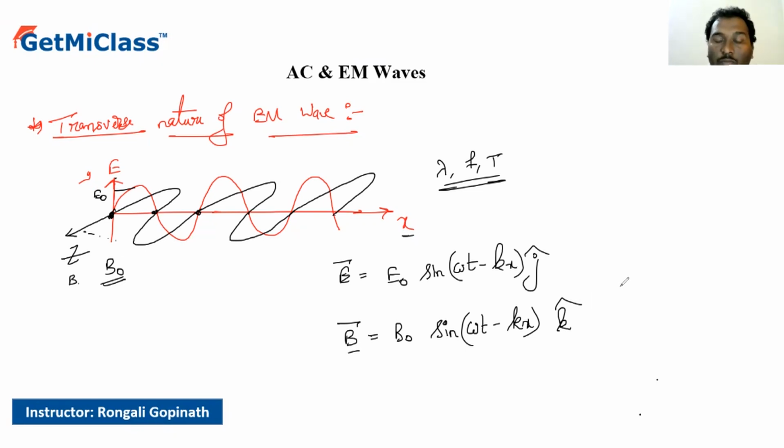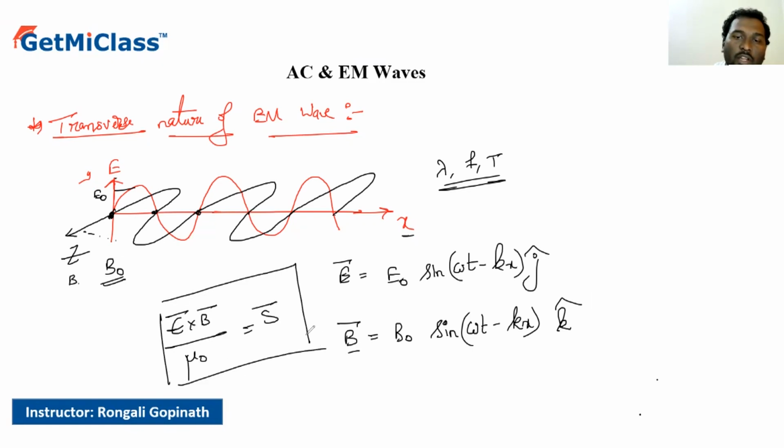Now, the direction of propagation of the wave is always along the direction of E cross B divided by mu naught. We call this as a Poynting vector S bar. Poynting vector basically gives us the direction of propagation of the wave or the direction of propagation of the energy. Where here S bar is called as what? Poynting vector. Right?